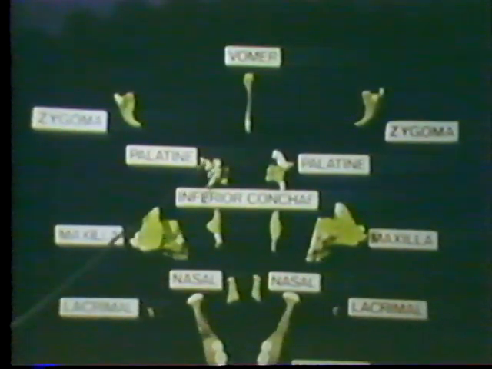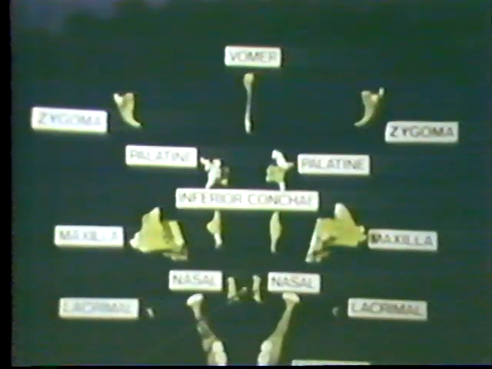The facial skeleton consists of 14 bones, 2 of which are single and 6 paired. The dominant bones are the right and left maxillae and the single mandible. The other single bone, the vomer, and all other paired bones, the zygomas, palatines, inferior conchae, nasals, and lacrimals, articulate with the maxilla.